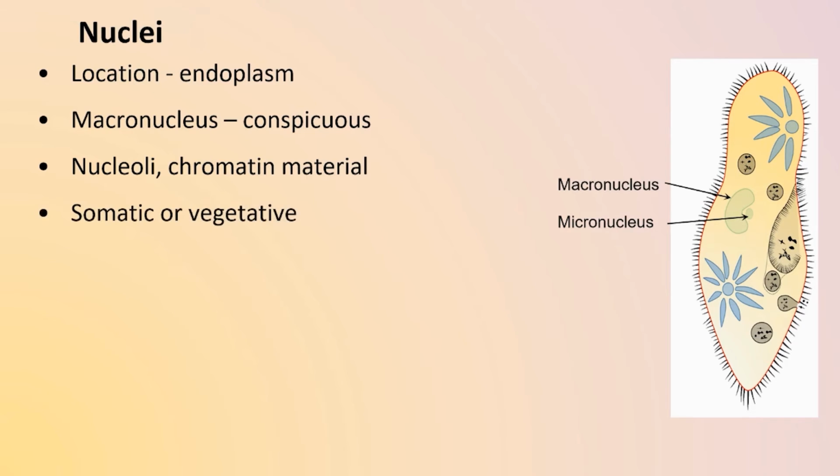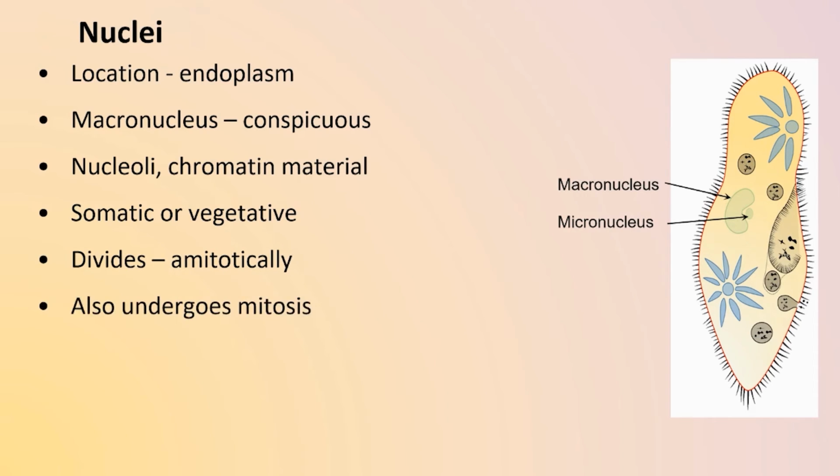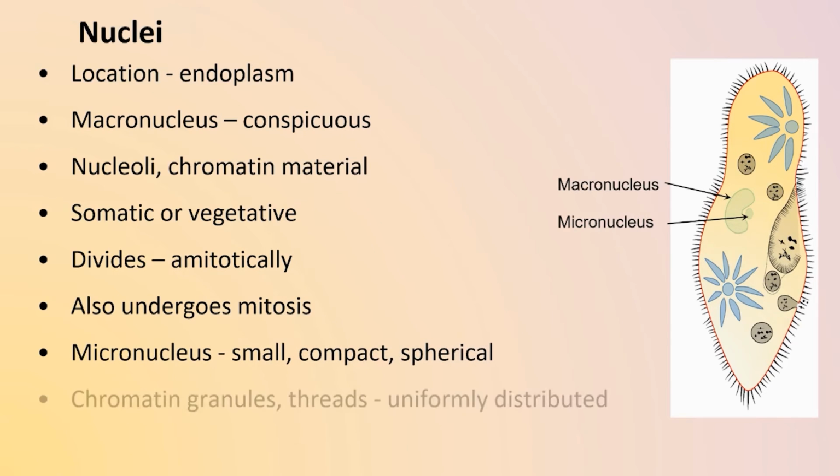It is a somatic or vegetative nucleus. It divides amitotically and controls the vegetative functions, which means the metabolic functions of the animal. It does not undergo mitosis. Micronucleus is small, compact, and spherical. It is generally found close to the macronucleus.